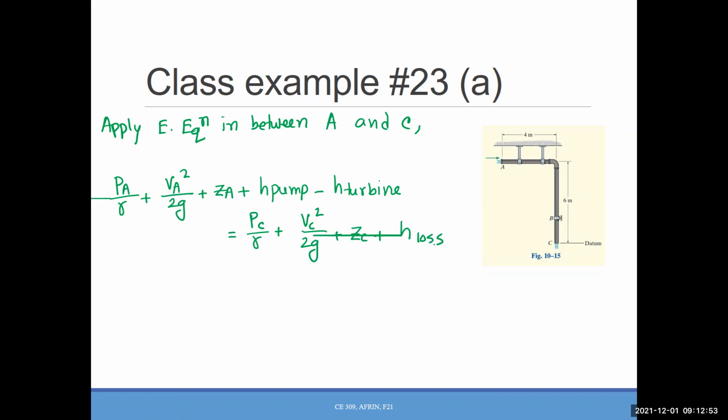Head loss, right? Okay. Now the next step is to identify what values we already know and what values we can cancel. The first thing, in between A and C, do we have any pump or turbine? We don't have any pump or turbine in between A and C. So these two are 0. Now the bottom here, this one is open to atmosphere. So P_C will be what?